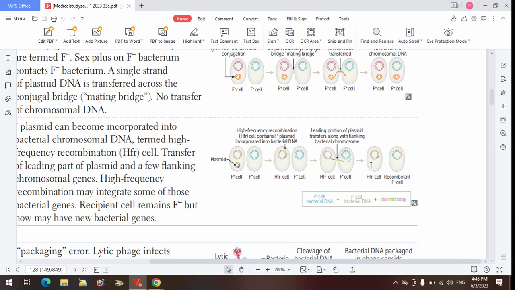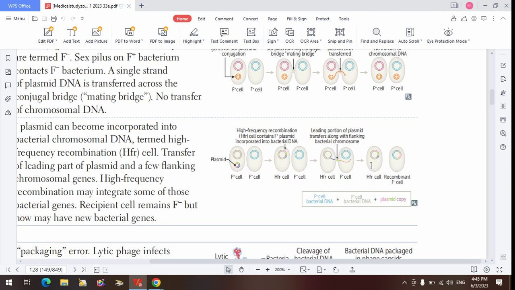Do you guys get it? Okay. So you are going to form a recombinant recipient cell too, because it will contain the leading part of the plasmid and the chromosome of the donating cell, as well as its own chromosomal DNA. So three things within that new cell.